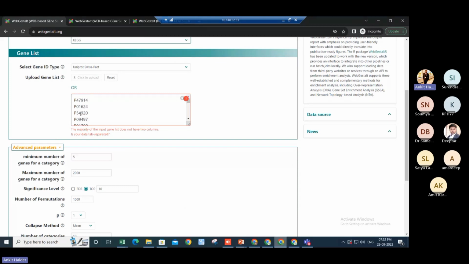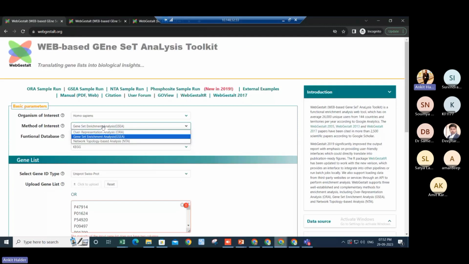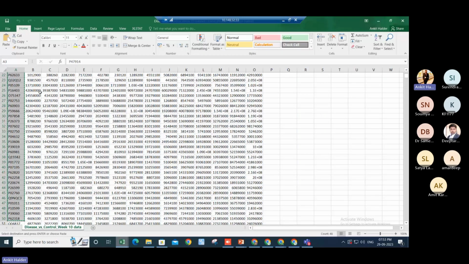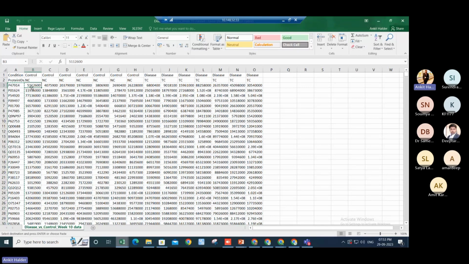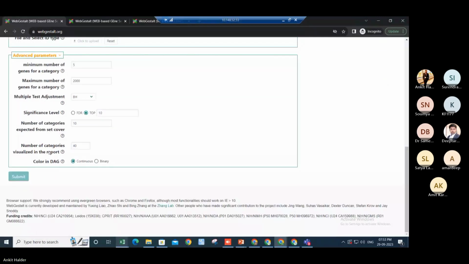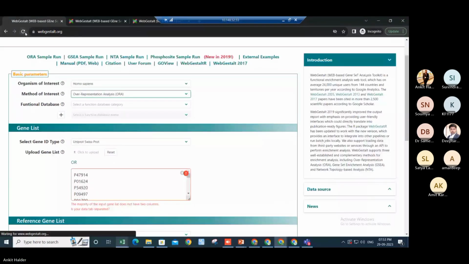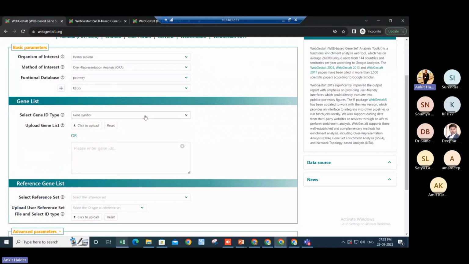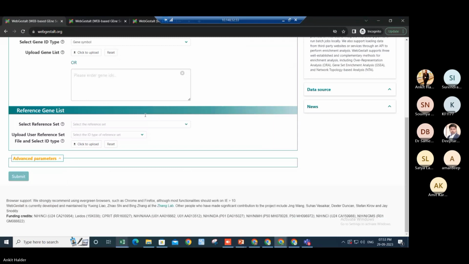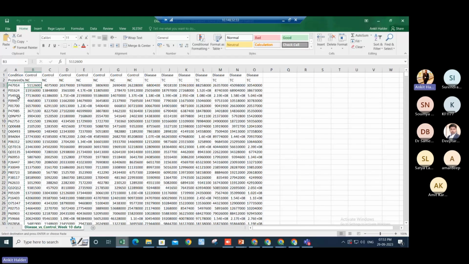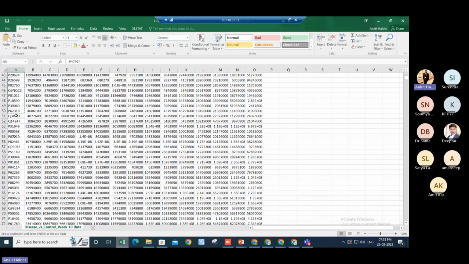For the gene set enrichment analysis, what we need to give is the expression level as well. Whenever you are doing GSEA, it will require your expression values as well. So let us today keep it to the ORA, the over representation analysis, only. We can discuss gene set enrichment analysis next week. I've just taken any random 50 proteins.